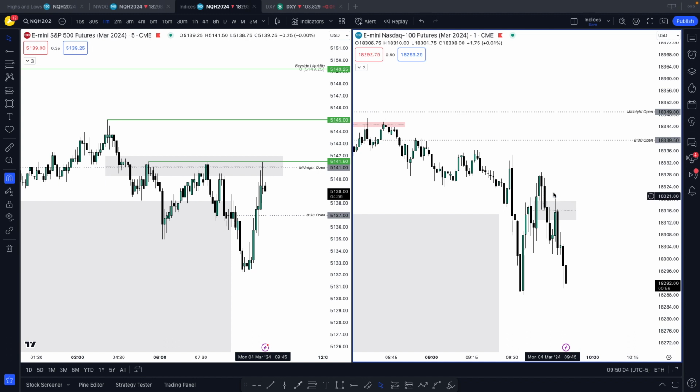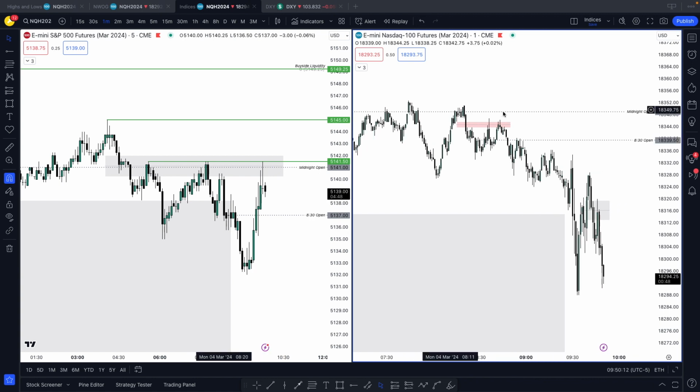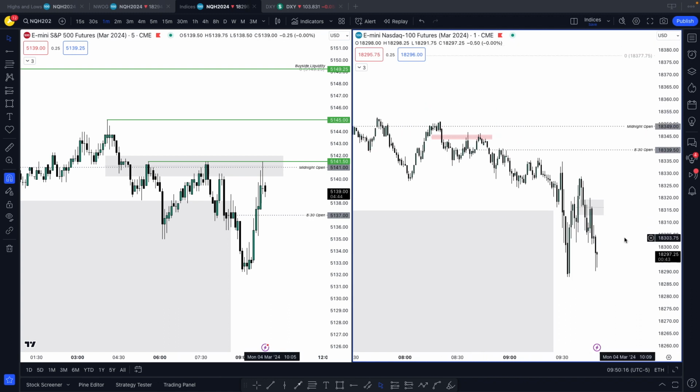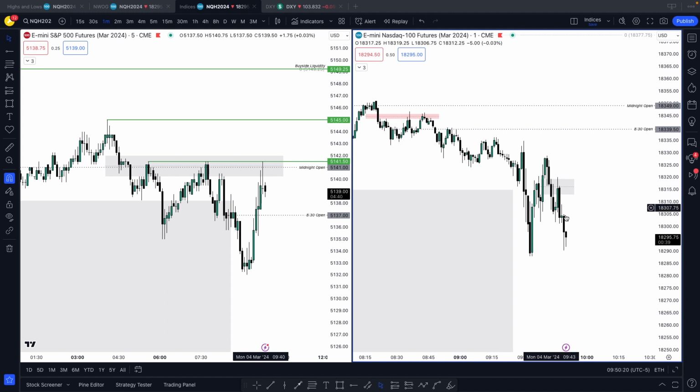If we were to close back above it and establish new displacement higher, then we could probably find a long opportunity to look for the 8:30 open and midnight open and buy side above that. But since we didn't see that, we just continue to wait, and price is continuing to work off down toward the sell side below here.